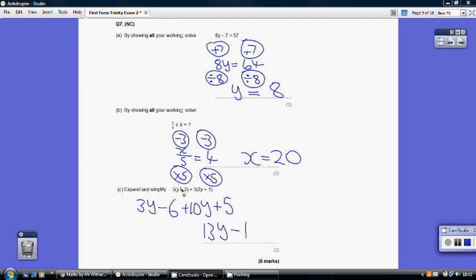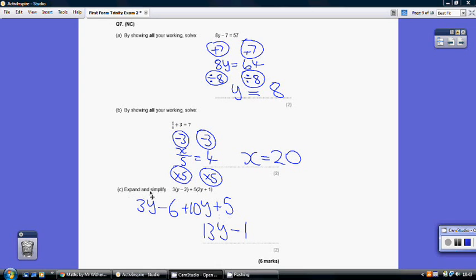So 3 times y is 3y. 3 times minus 2 is minus 6. Remember, a positive times a negative gives you a negative. Now 5 lots of 2y is plus 10y. And obviously 5 ones are 5. So that would give us 1 mark. We've expanded. We've got rid of the brackets.